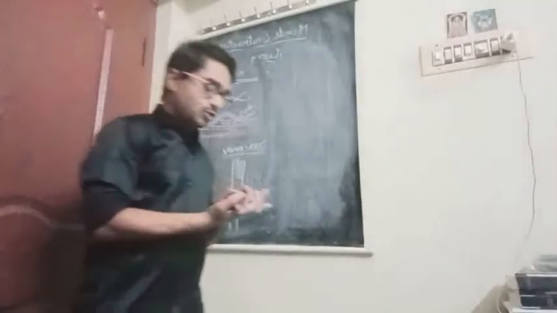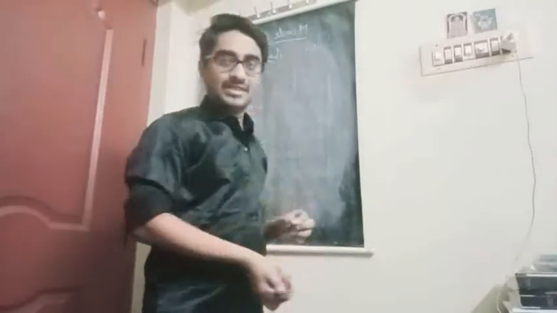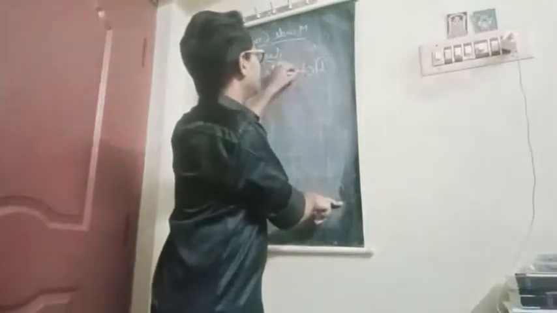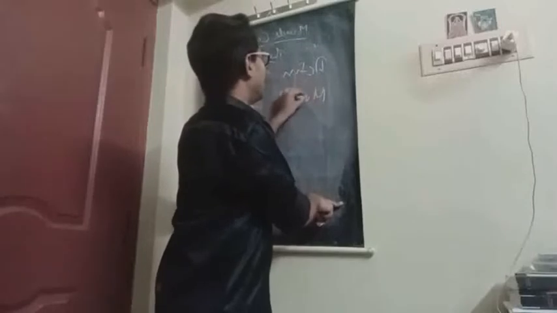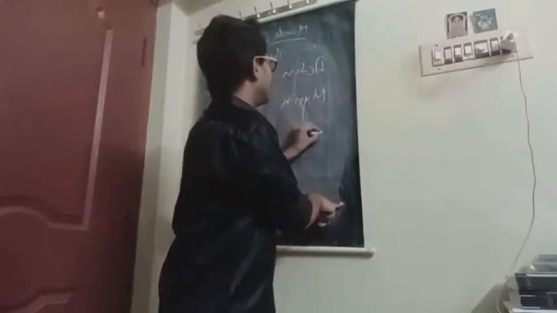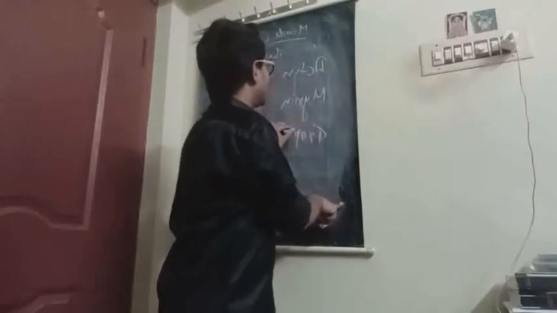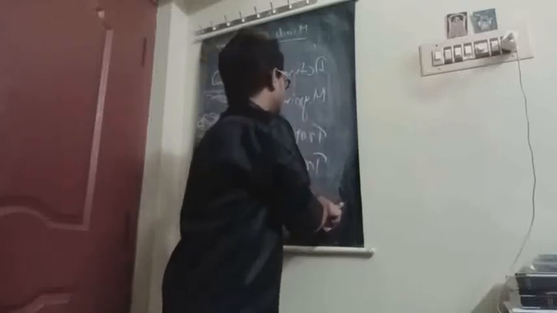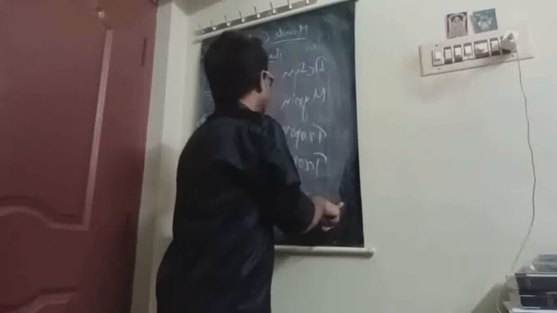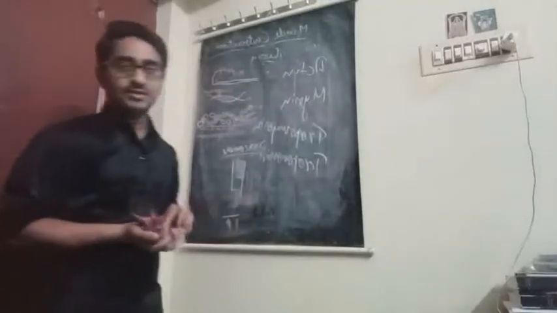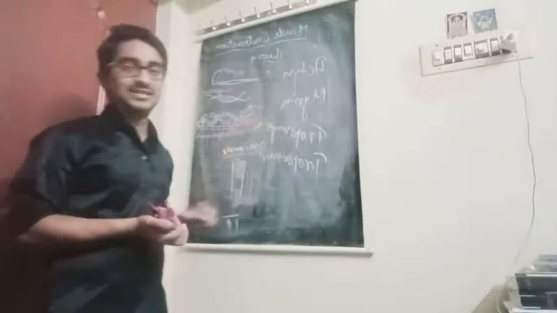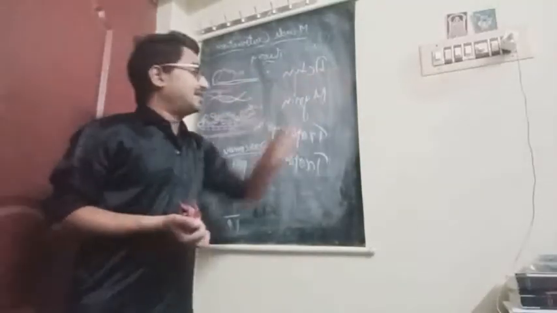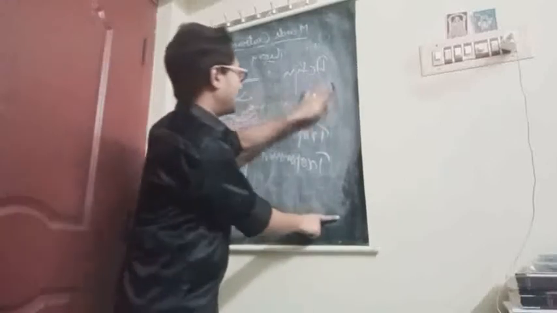Okay, usually the main muscle proteins present in the sarcomere are actin, myosin, tropomyosin, and troponin. So these are the four muscle proteins present in the muscle. So coming to the actin, we'll discuss one by one in detail.